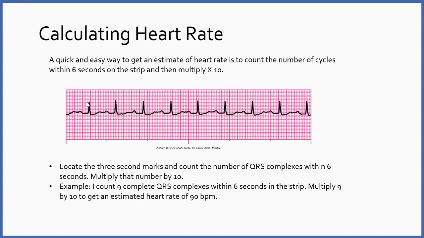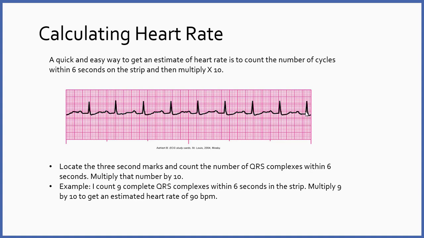So I have my 6 seconds, and I'm counting the complexes within 6 seconds. 1, 2, 3, 4, 5, 6, 7, 8, 9. I have 9 complexes in 6 seconds. I need 60 seconds, so I multiply that 9 by 10 to get 60 seconds, and so I'm estimating that the heart rate is approximately 90 beats a minute. It's not exact, but it gives you, give or take, probably 5 beats either way.